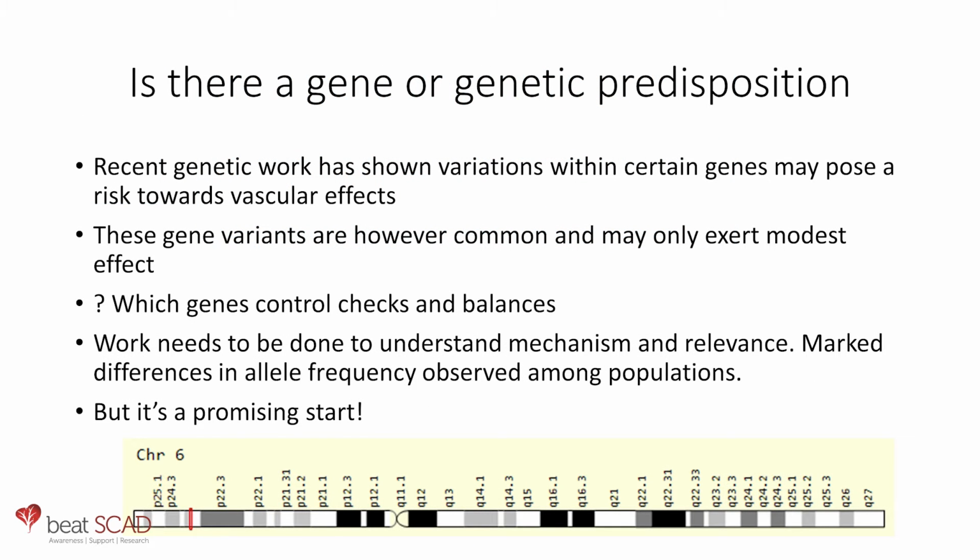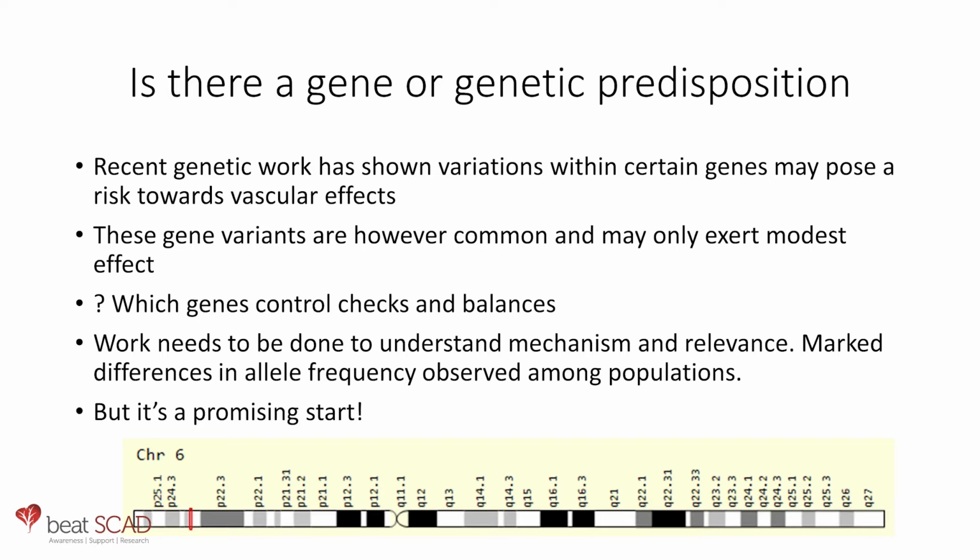So I was asked to talk a little bit about genetics. We do know that recent genetic work is actually quite exciting in that there are some variations within certain genes which may pose a risk towards a vascular event. But these gene variants can be reasonably common in the general population, and we don't necessarily know that they are very effective. They might only exert a moderate effect, for example.